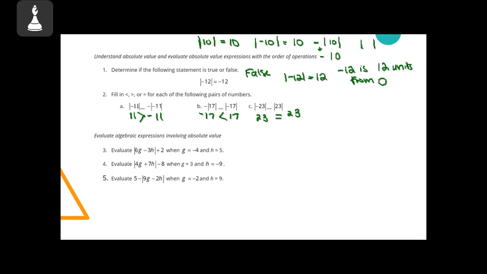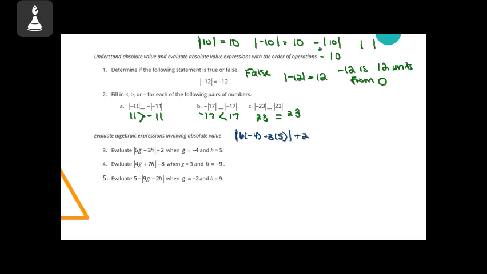And just like before, we can have variables inside here and plug in for them. So it says evaluate the absolute value of 6g minus 3h, plus 2, given g is negative 4 and h is 5. So 6 times negative 4 minus 3 times 5 in the absolute value bars. And then I want to add 2.